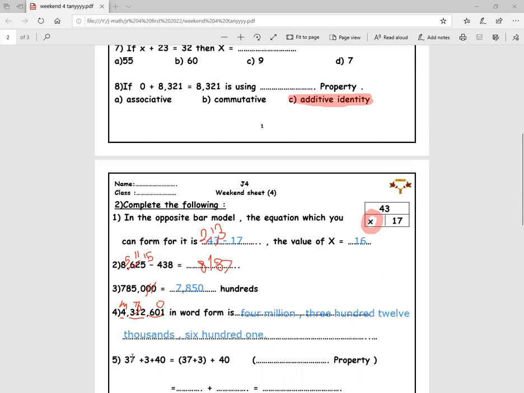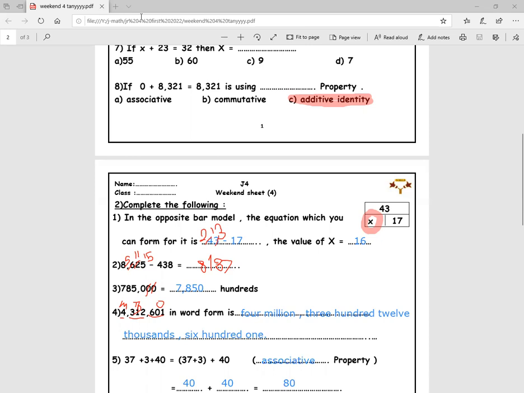Let's continue. 37 plus 3 plus 40 equal 37 plus 3 plus 40. Which property is it? When we add more than two numbers, we call it the associative property. And of course, we use the brackets. Let's answer the right answer. Is 37 plus 3 equal 40? And what is the other one? I already have 40. 40 plus 40 equal what? Equal 80.